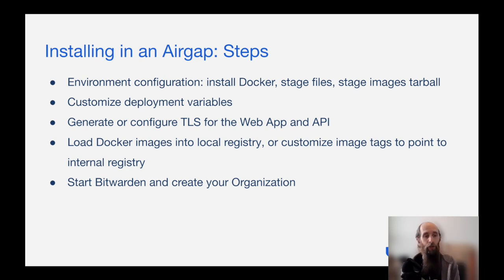You'll need to either generate or configure TLS for the web app and API. So these are just regular certificates. You can do what we're going to be doing today with a self-signed certificate, bring an organization signed certificate, or one from a public CA, whatever works best for you. We're then going to load those Docker images into the local registry, or optionally, if you have an artifactory or something like that, customize the image tags in the docker-compose.yaml to point to that. And then start the Bitwarden containers and create your organization.